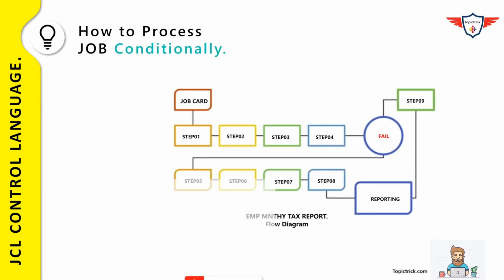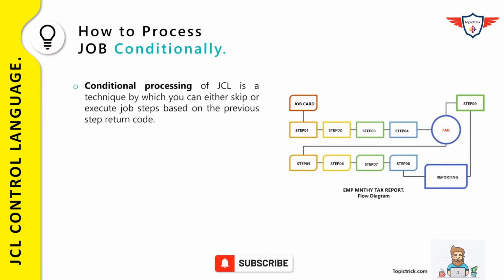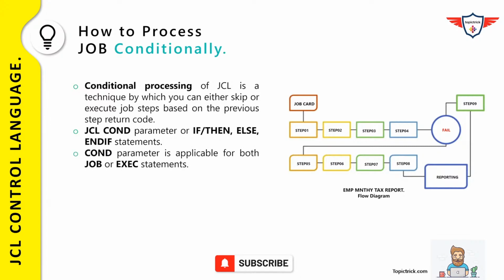Now let me quickly summarize the important points that we have discussed so far. And after that, I'm going to explain the syntax of the JCL conditional parameter and the if then else statement. So the first point is that conditional processing of JCL is a technique by which you can either execute or skip the job step based on the previous step return code. Second important point is that you can use either the JCL COND parameter or the if then else statement to process a job conditionally. Third point is that you can use the JCL conditional parameter on both the execute statement and the job statement.